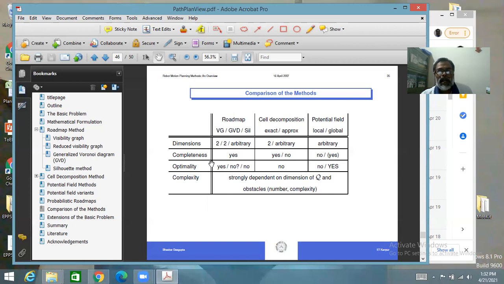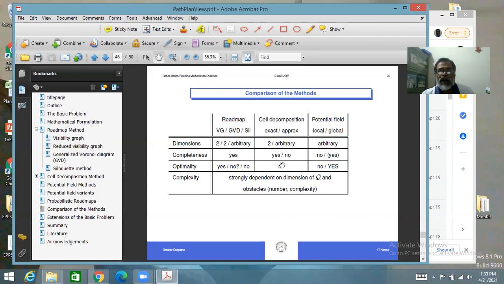Okay. Roadmap methods: the visibility graph method gives you an optimal path. Generalized Voronoi diagram does not give you an optimal path really, not the shortest path, but in one sense, it institutes an optimality. That is, it works out an optimal mix between two ideas. One is staying equidistant from neighborhood obstacles and then going as straight as possible. Cell decomposition methods are typically not optimal.